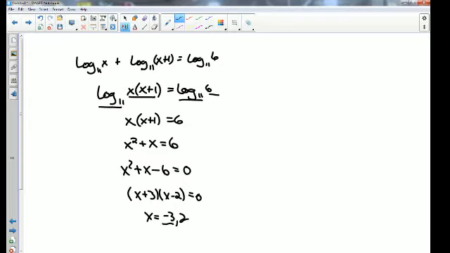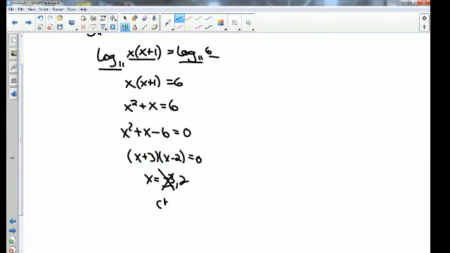Log base 11 of negative 3. What's the domain of the log function? Only positive x's. Can I put a negative in here? I cannot. Not a solution. So the only solution is 2. You always have to check your answers. The log domain is the positive real numbers.